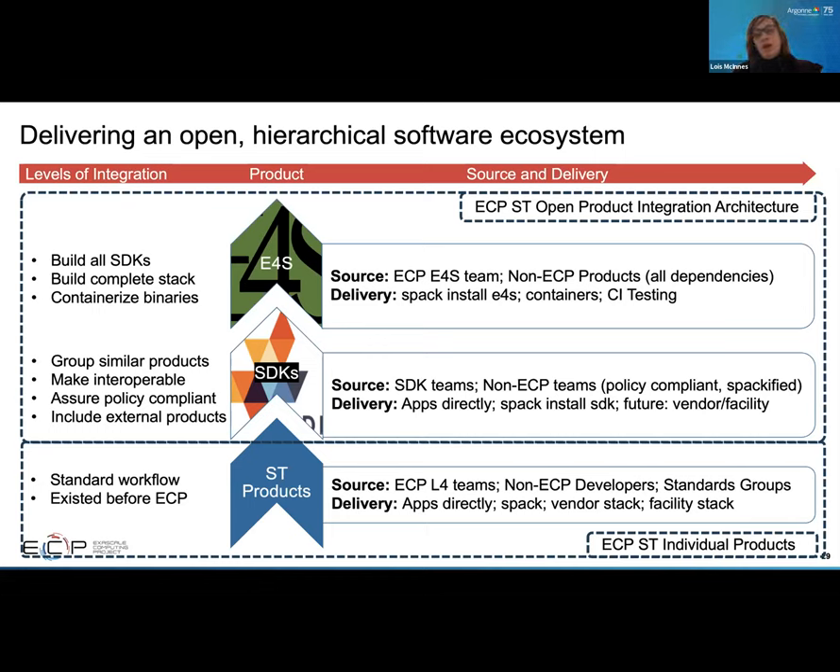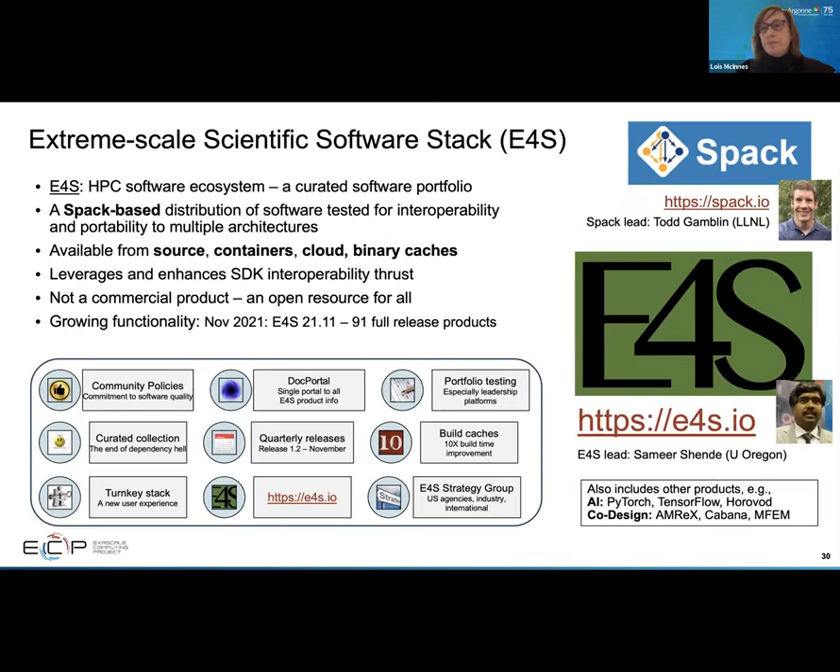This slide shows how this software development kit perspective can be considered one layer of aggregation on top of individual software products. For many, many years, we've had very successful individual software products that have been making an impact in scientific computing. But now, because of these bigger challenges in coupling multi-physics, multi-domain problems, we're realizing that we need this intermediate level of aggregation. And then even beyond that, the E4S layer is helping us deal with the entire ecosystem.